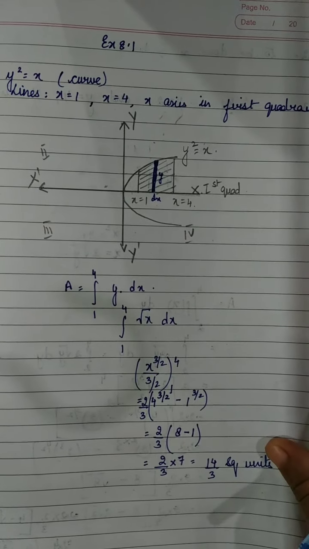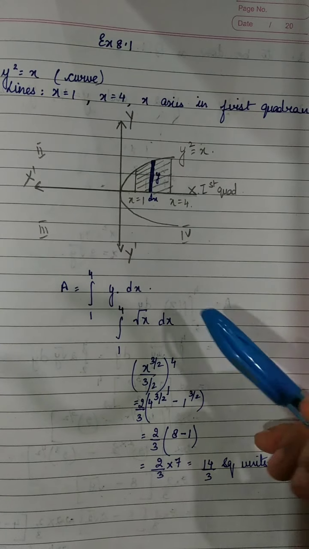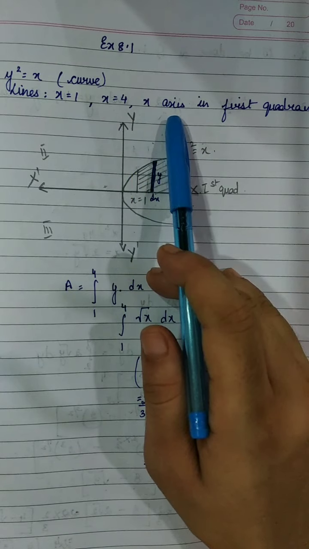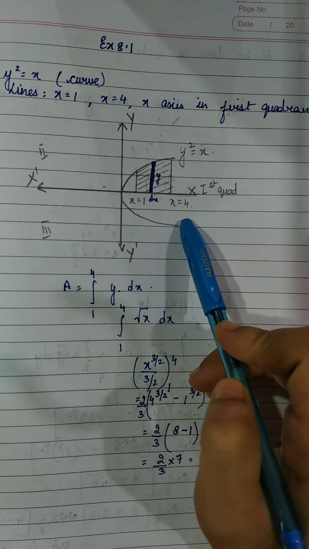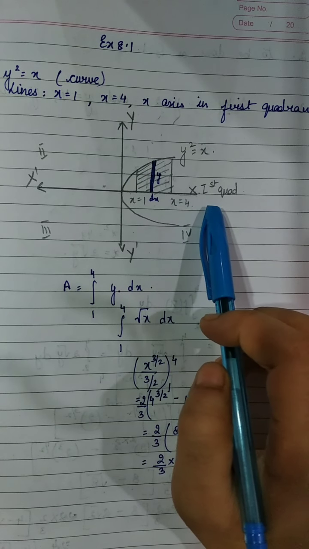In this particular exercise, our very first question is: find the area of the region bounded by the curve y square is equal to x and the lines x is equal to 1, x is equal to 4, and the x-axis in the first quadrant. Remember students, in such questions of application of integrals, you have to draw a graph, right?